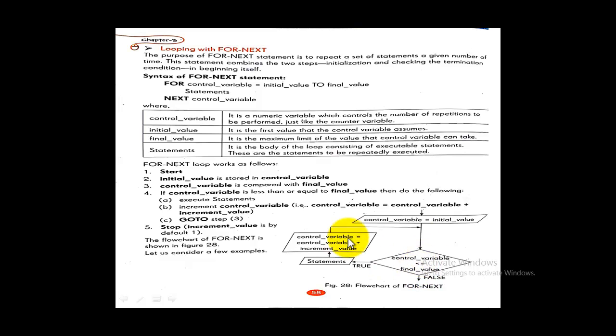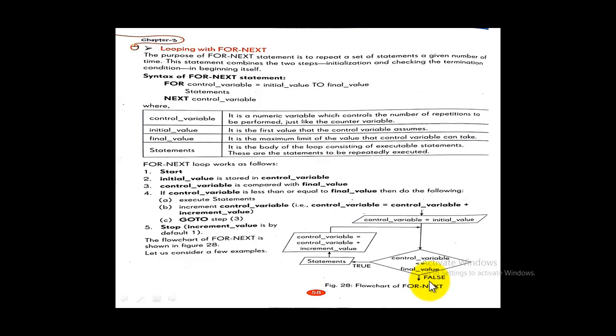Suppose the final value is 10. When the control variable is 10, 10 is less than or equal to 10, so it continues. Then the increment makes it 11. 11 is not less than 10 and 11 is also not equal to 10, so the condition is false, and you go to the end of the program.